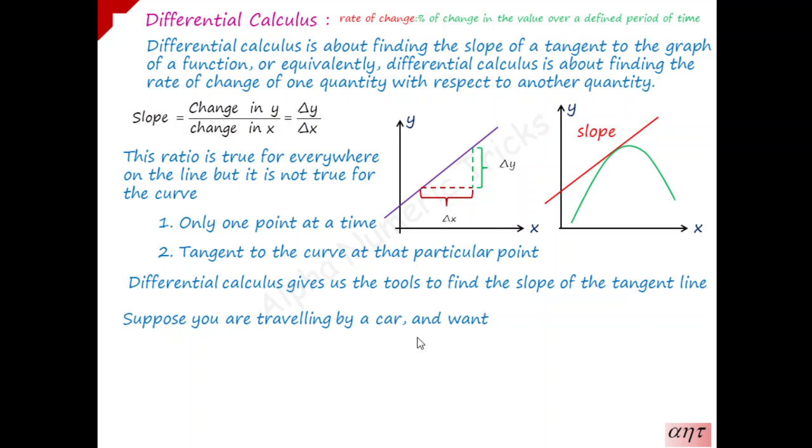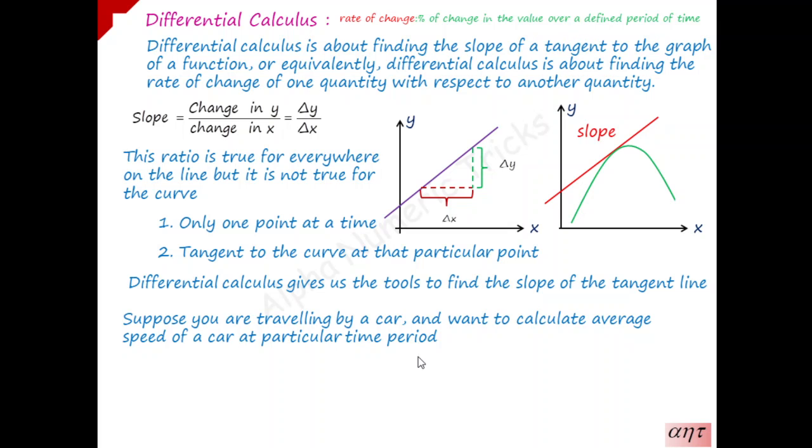Suppose you are traveling by car and want to calculate the average speed of the car over a particular time period. We have to find out the average speed of the car, and we have to keep a number of things in mind. Speed is distance by time. To find the average speed, we have to consider so many things.